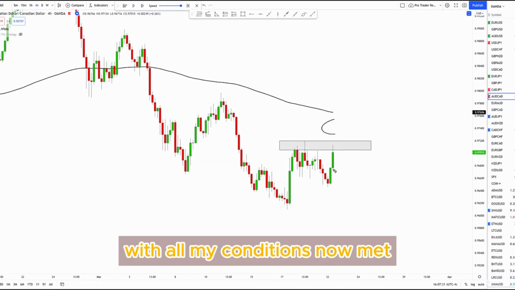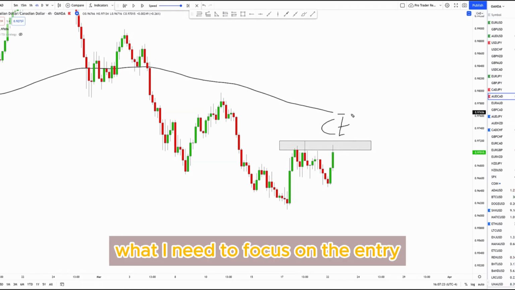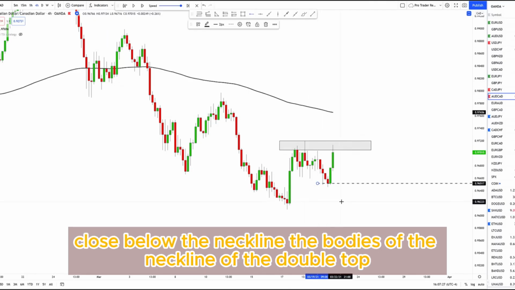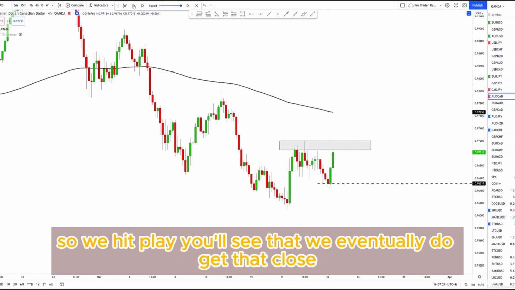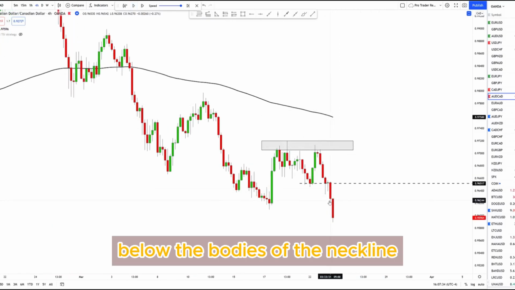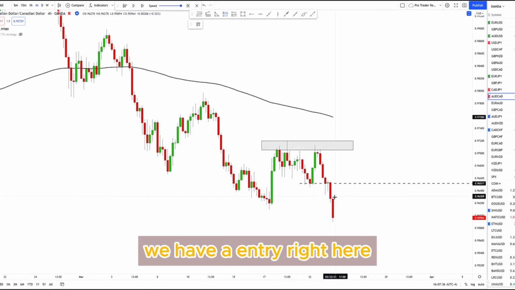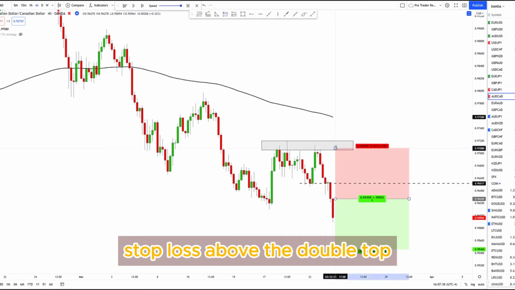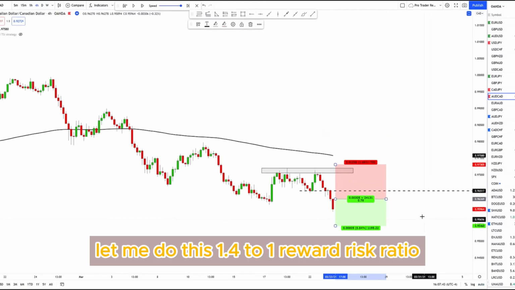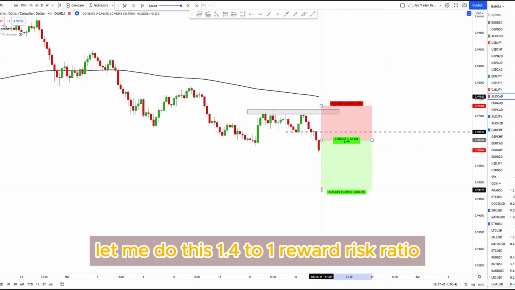With all my conditions now met, what do I need to focus on? The entry. What is the entry? Break and close below the neckline, the bodies of the neckline of the double top. So if we hit play, you'll see that we eventually do get that close below the bodies of the neckline. We have an entry right here, stop loss above the double top. We then have, let me do this, 1.4 to 1 reward to risk ratio.